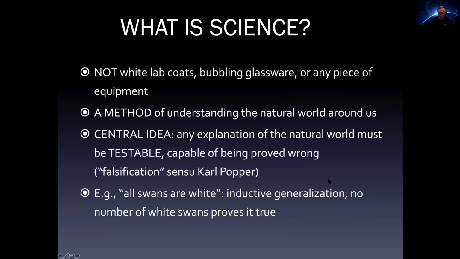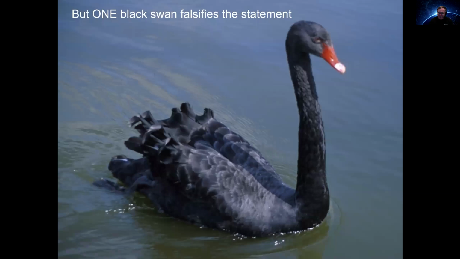For example, if you find lots of observations which seem to confirm your explanation, you say, for example, my hypothesis is all swans are white. That's what's called an inductive generalization in the language of philosophy of science, right? That everything fits this observation. Well, no number of white swans will ever prove that statement right. You could find 1 million white swans, and you still would not have proven it right. But one non-white swan falsifies the statement, proves it wrong.